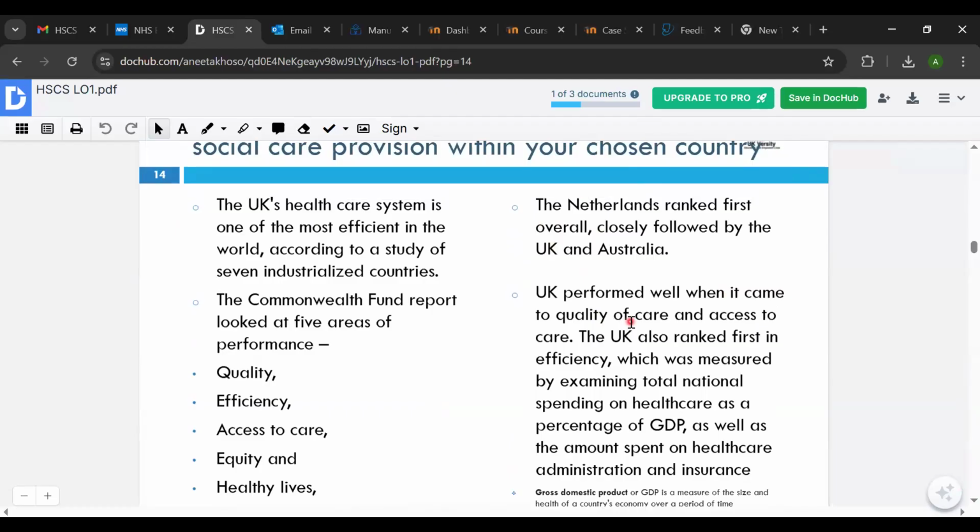So the UK performed well when it came to quality of care and access to care. It also ranked first in efficiency, which was measured by examining the total national expenditure on healthcare as a percentage of gross domestic product, or GDP, as well as the amount spent on healthcare administration and insurance. Okay, so the quality was ranked first within the UK, and efficiency as well.